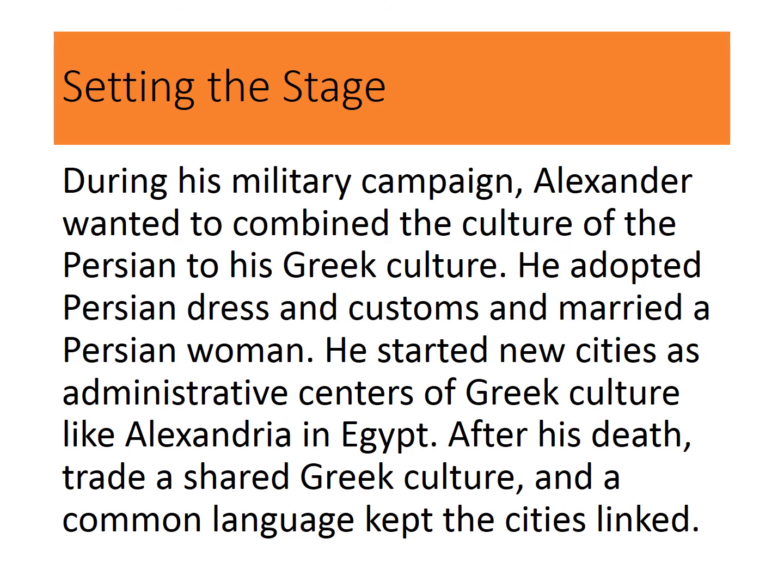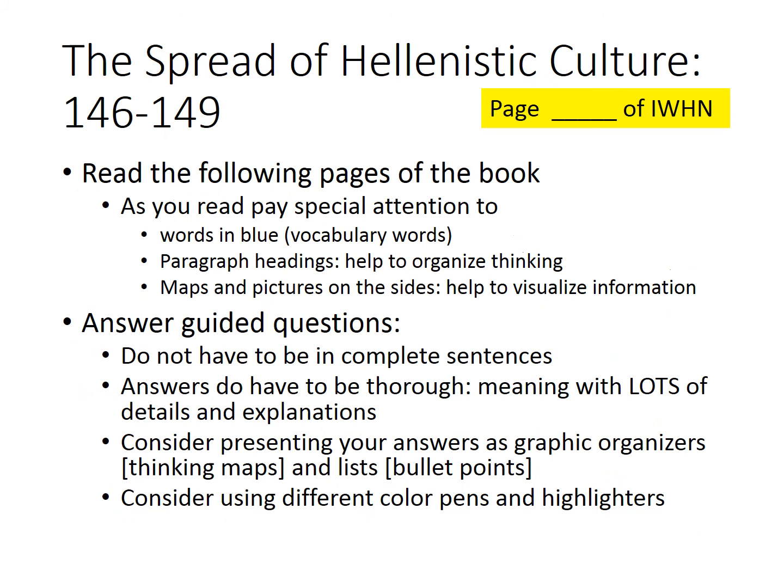After his death, trade also became more and more of a common thing between all of the lands that he was able to win over. So, when you read about the Hellenistic culture, you're going to discover that he was able to combine Greek, Persian, Arabian, Indian cultures together. And that this whole cocktail of cultures is going to become known as the Hellenistic culture of Alexander the Great. What I want you to do is read pages 146 to 149.